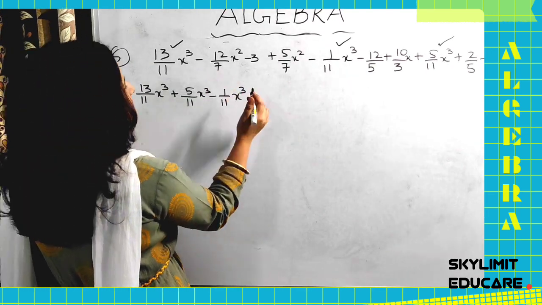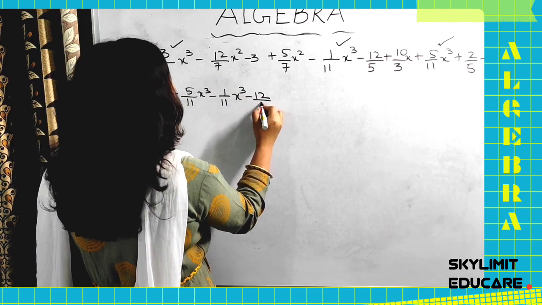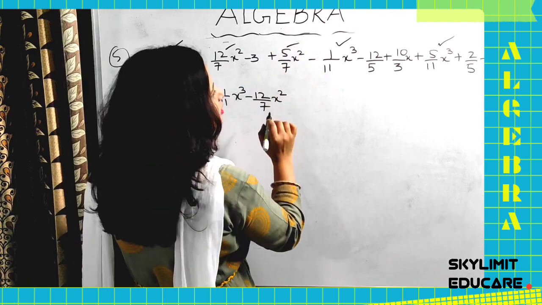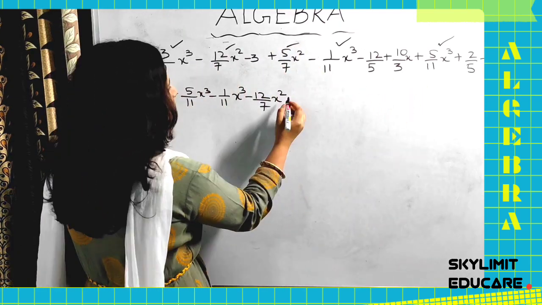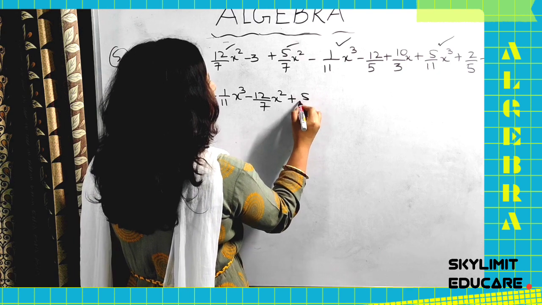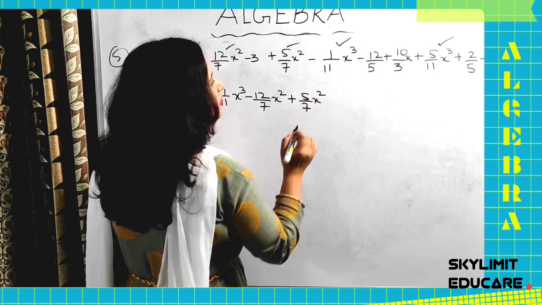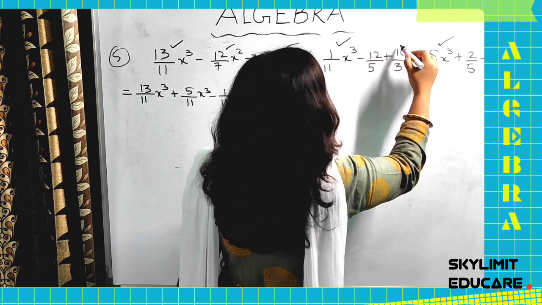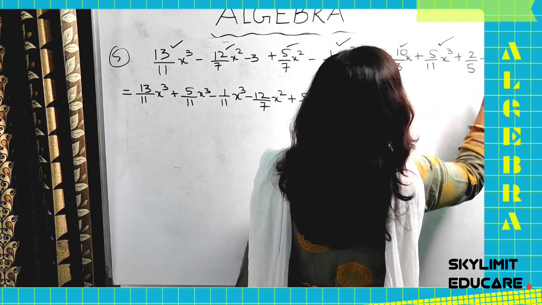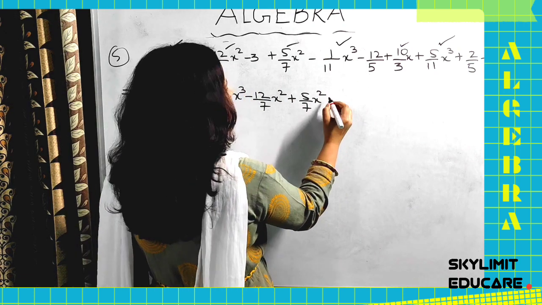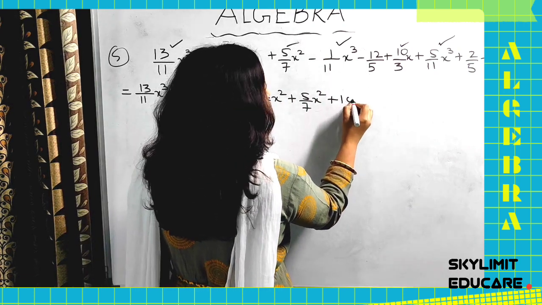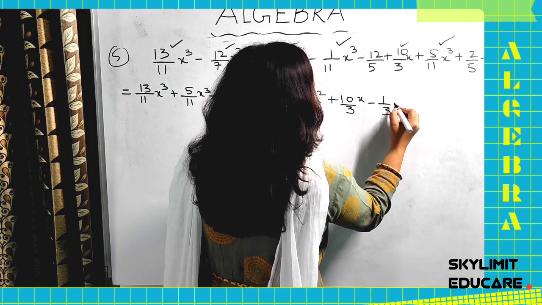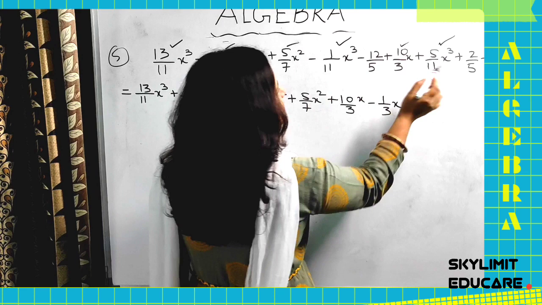Now next x squared, so minus 12 by 7 x squared, then again we have here 1 x squared, and we don't have any more x squared. So 1 more x squared, plus 5 by 7 x squared, over. Now next comes the turn for x. Let's find out how many x we have here. Here we have 1 and here we have 1. So very carefully write down: plus 10x by 3 minus 1 by 3 x. So this is also over.